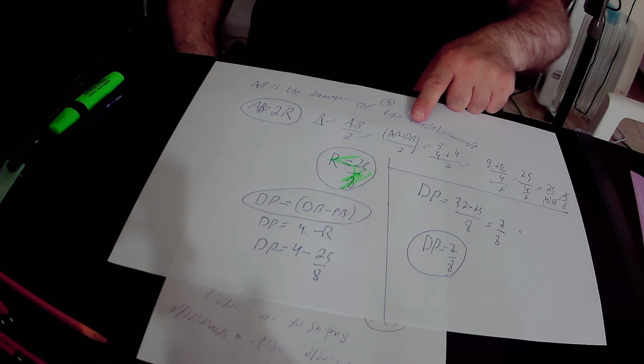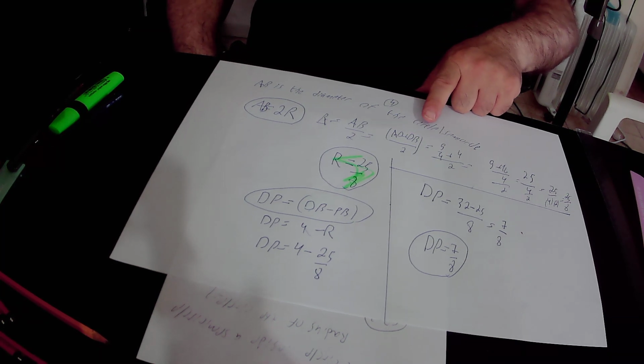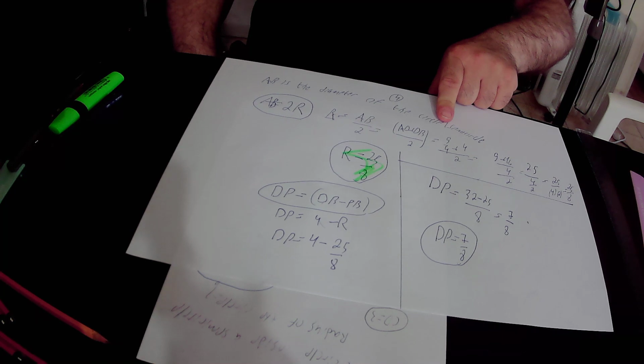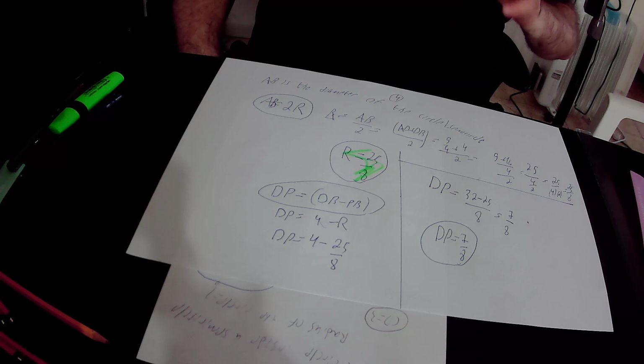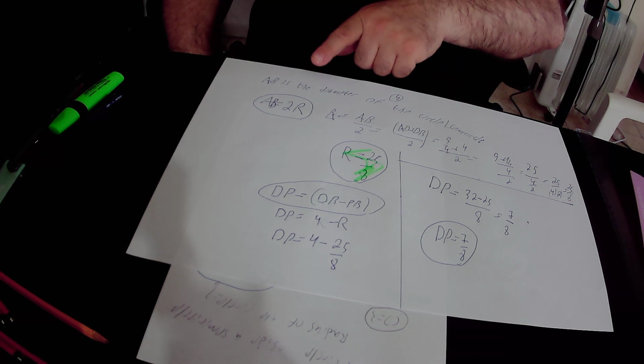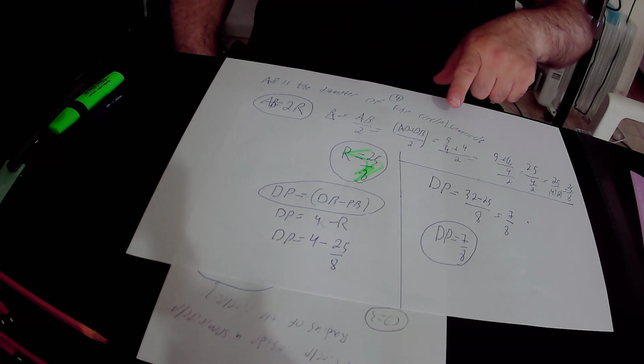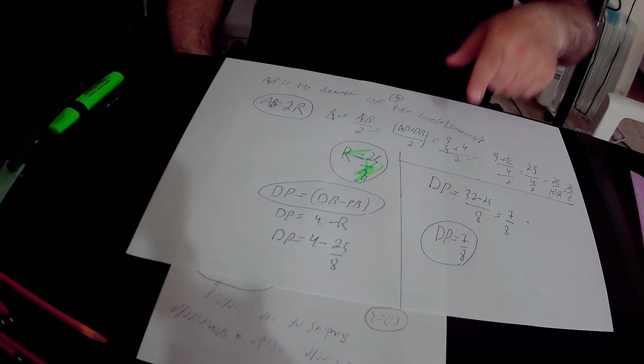And all divided by 2. AD, we just found out that AD equals 9 over 4. DB equals 4 units, as given in the question. So in conclusion, R equals 9 over 4 plus 4 over 2.